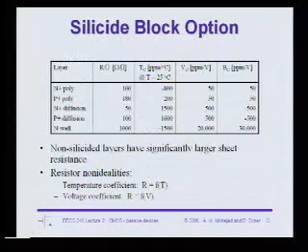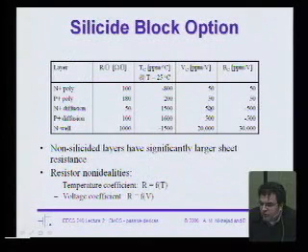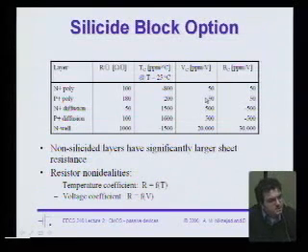If we go back and look at some of the numbers, you'll see that even the poly resistors have a VC coefficient and a BC coefficient. Why is that?